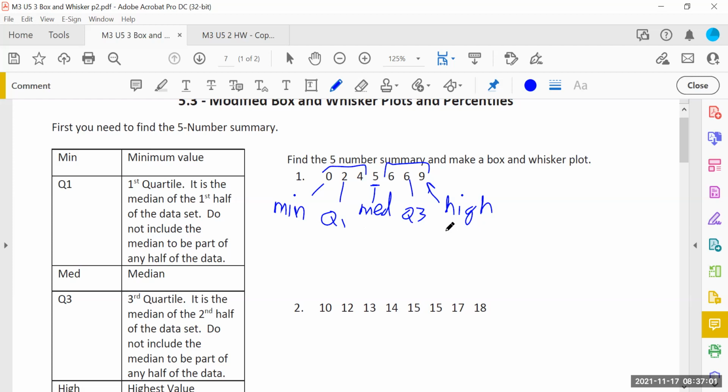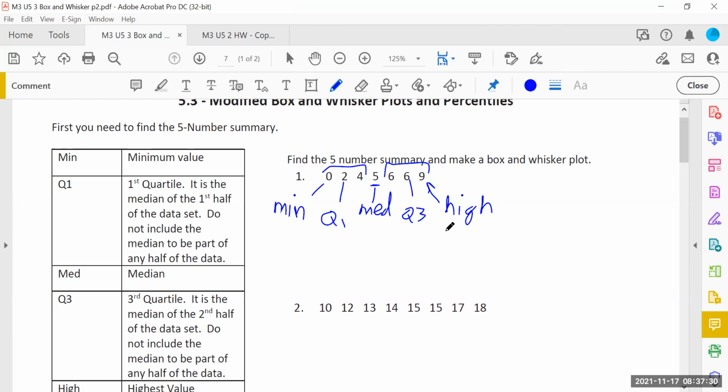So at this point, I have everything I need to make a box and whisker plot. Yes? A little louder. Why is it quartile 3? Because the median would be quartile 2. Does that make sense? You'd have the beginning, quartile 1, quartile 2, quartile 3, quartile 4, the top of each of those quartiles.